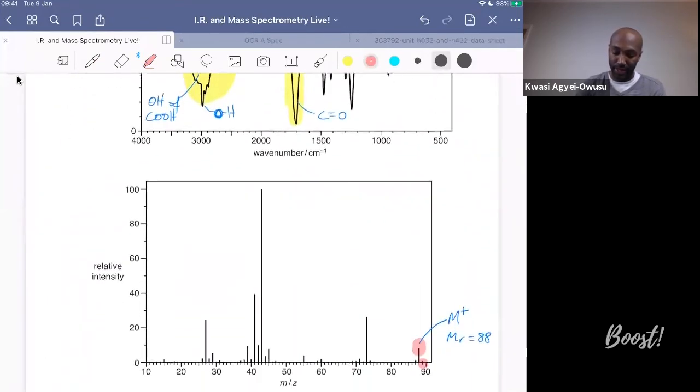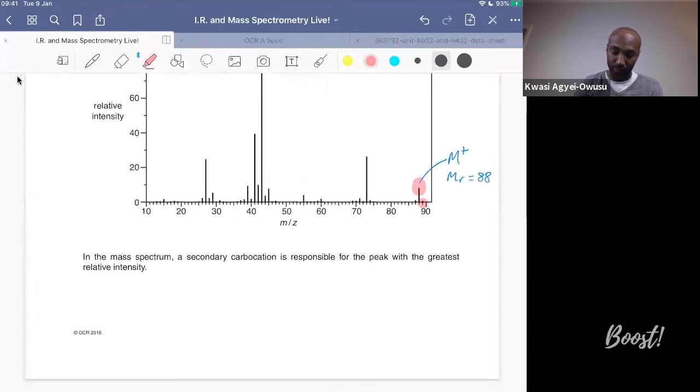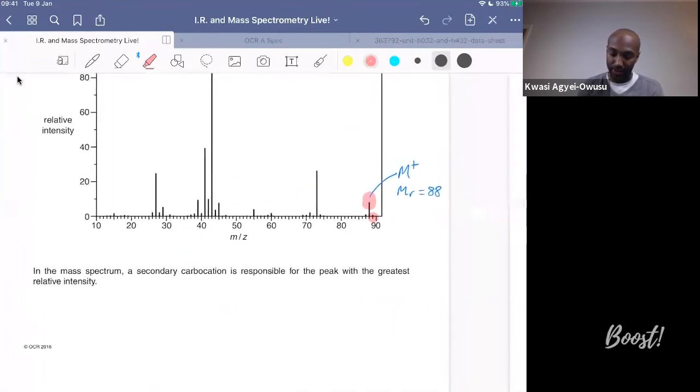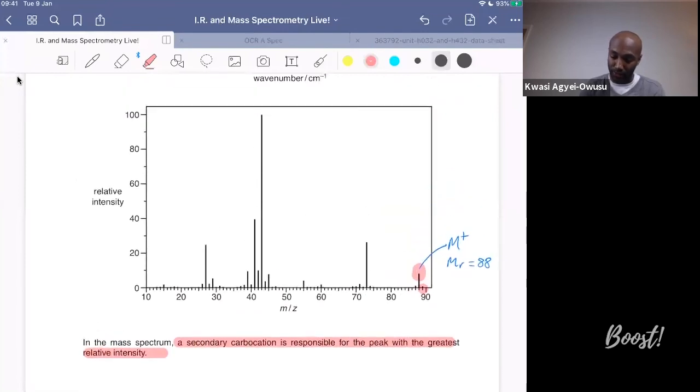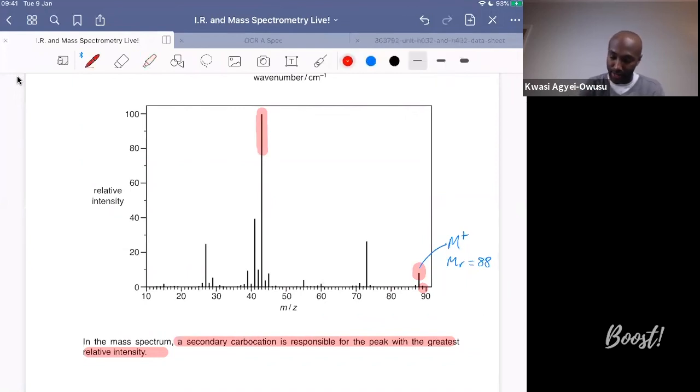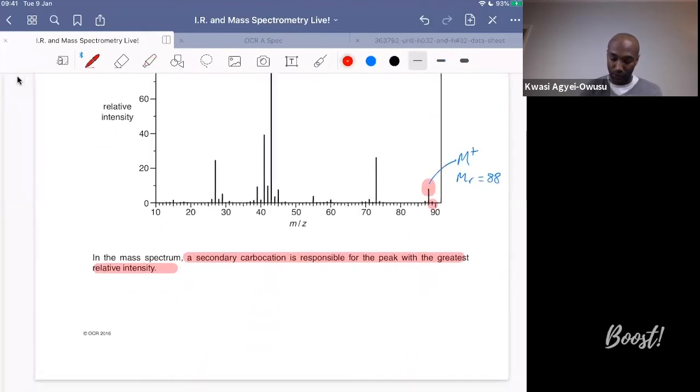Okay, so let's go back to the question. We've got data given to us, and we've got a secondary carbocation responsible for the peak with the greatest relative intensity. So there's some more data here that we need to use to work out the structure. The peak with the greatest relative intensity is that one there, and that peak is at 43. So let's annotate that as well. 43, and that should be useful in working out the structure.